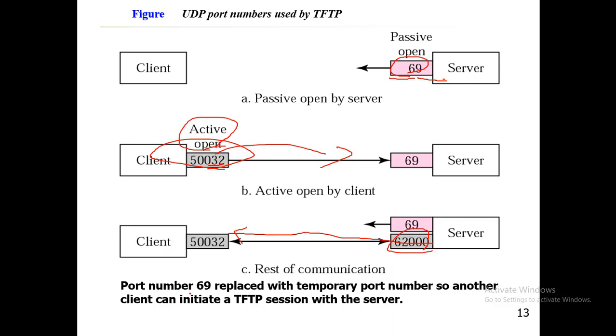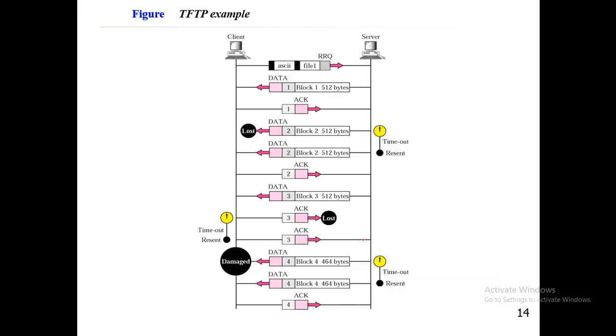So port 69 is replaced with a temporary port number, so another client can initiate a TFTP session with another server. You can see that this is basically changed now. Just for establishing the connection you have used this port, and after that you leave that port and shift to another port, so that this port can be used for the start of a session with another client and server.